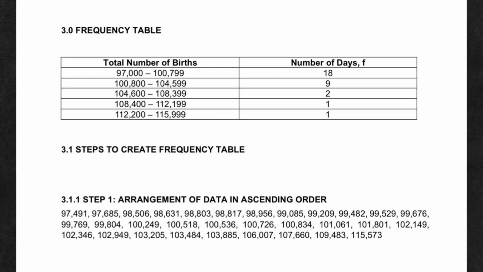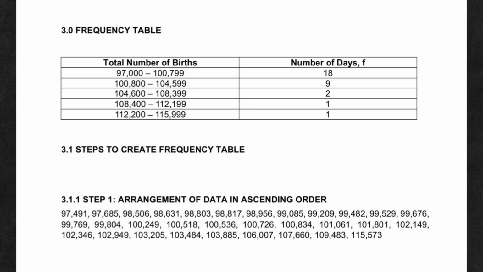Next, I'll be explaining about the frequency table. This section presents the frequency table for the total number of births per day. The data has been grouped into 5 classes. The first class, ranging from 97,000 to 100,799 births, contains 18 days. The second class, ranging from 100,800 to 104,599 births, contains 9 days.